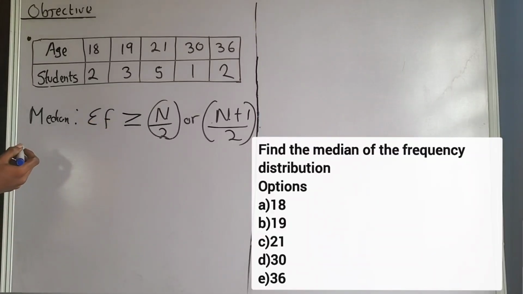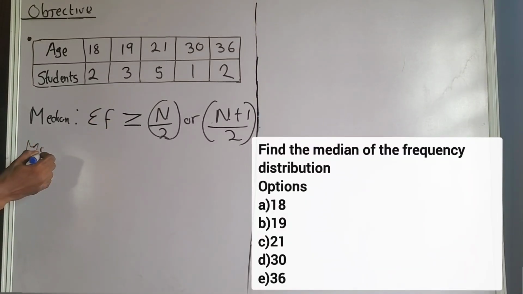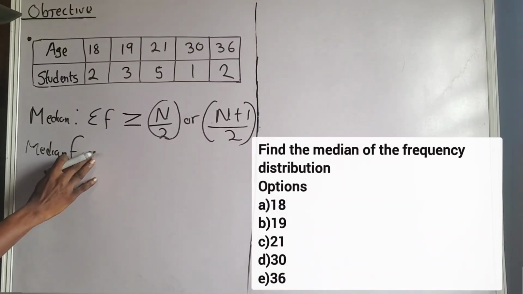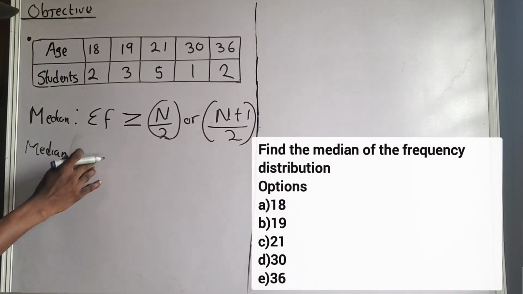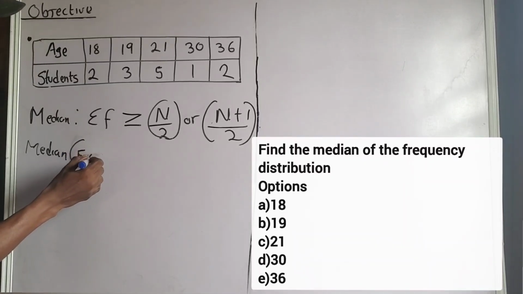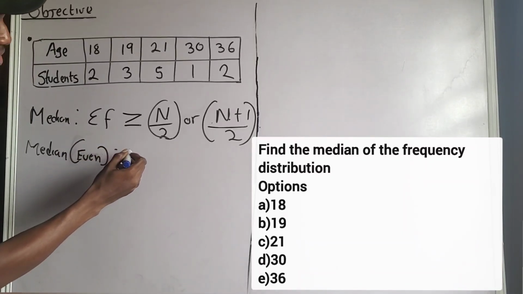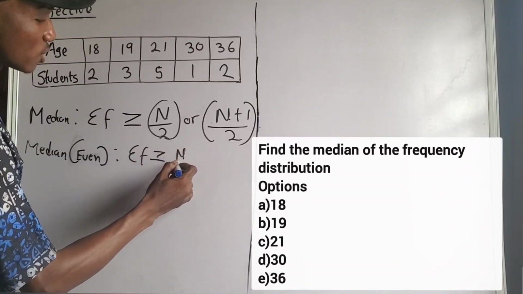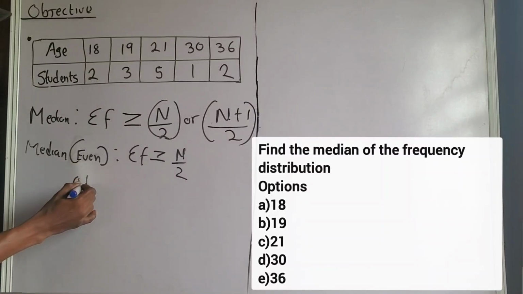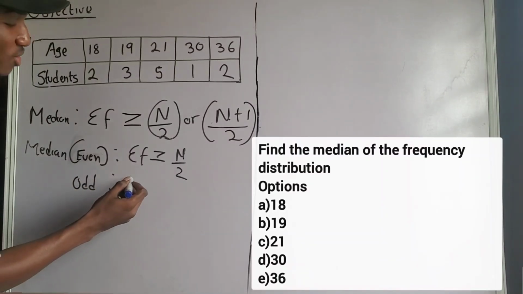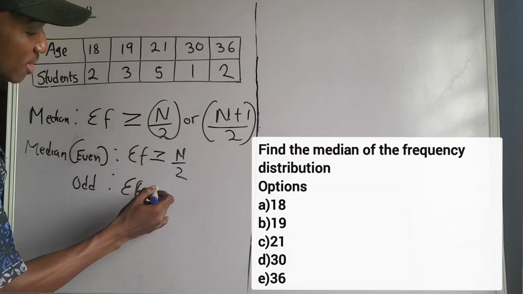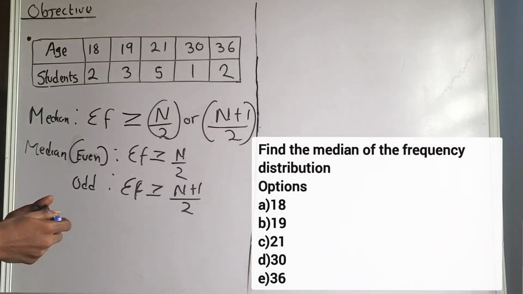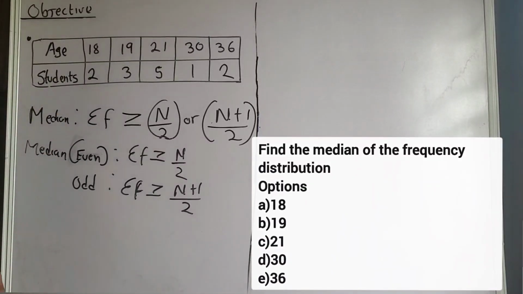So in short, if the summation of the frequency is even, the median will be where summation f is greater than or equal to n over 2. And if the summation of the frequency is odd, it will be where summation f is greater than or equal to n plus 1 all over 2. Are you getting it? So let us proceed. With respect to the question on the board, let us calculate the median.